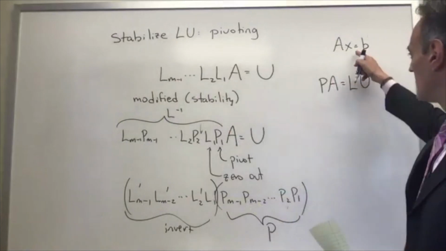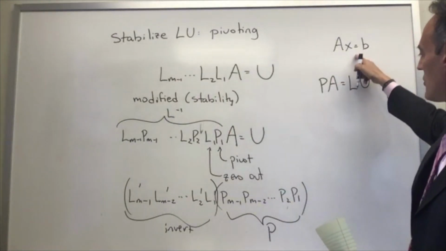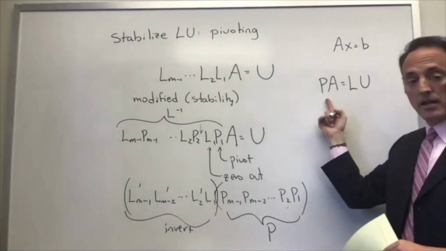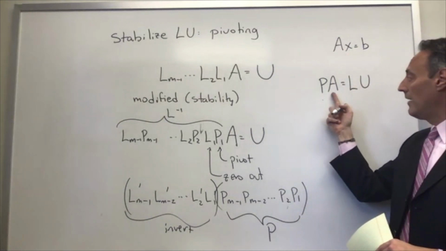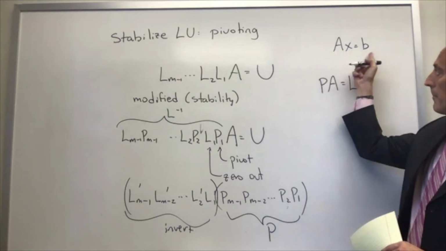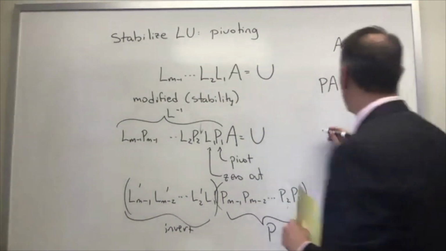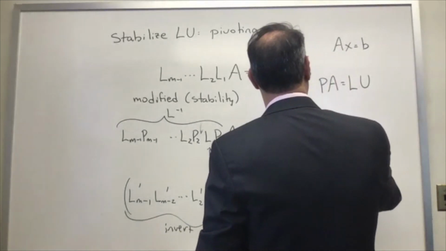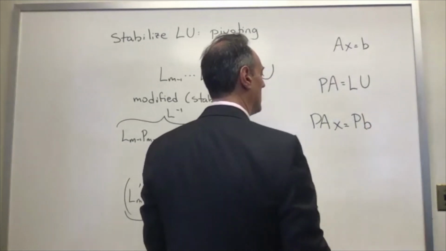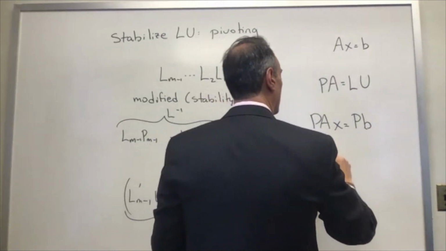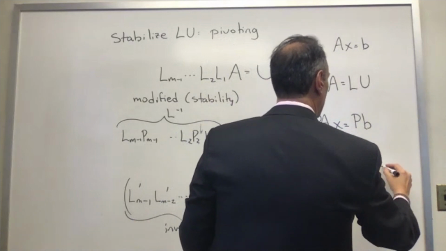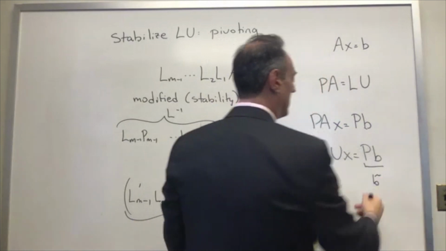So now let's talk about Ax = b. Notice here, when I go to try to solve Ax = b, I don't have A anymore. I have PA = LU. So really, I want to multiply both sides of this by P. So I get PAx = Pb. And then you do an LU here. LUx = Pb. Let's call this our b hat.